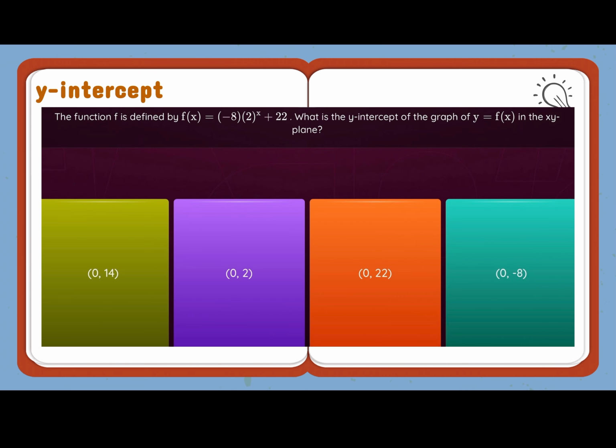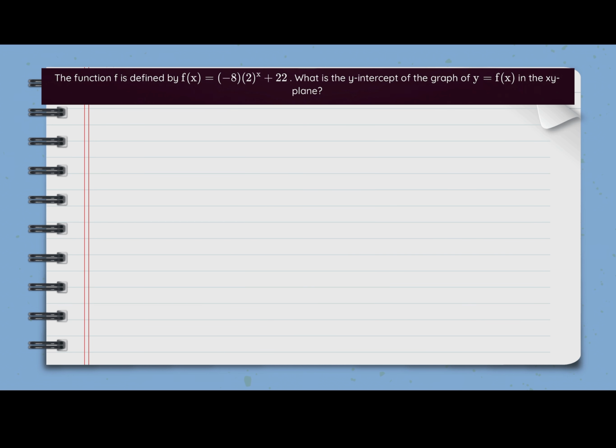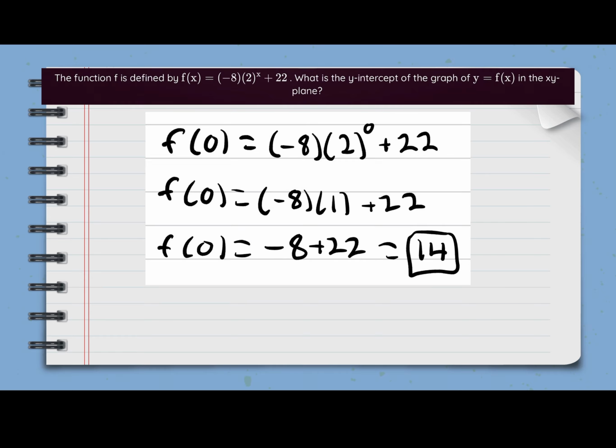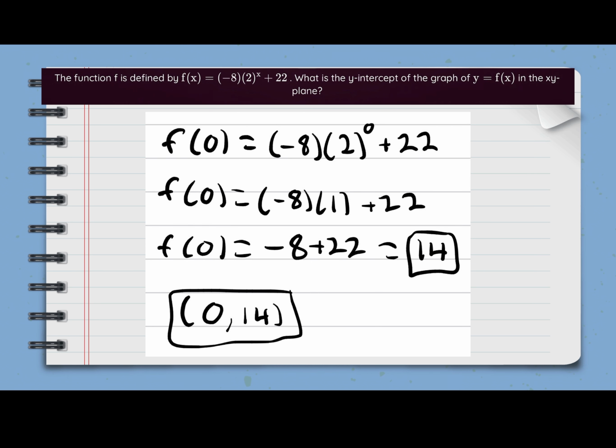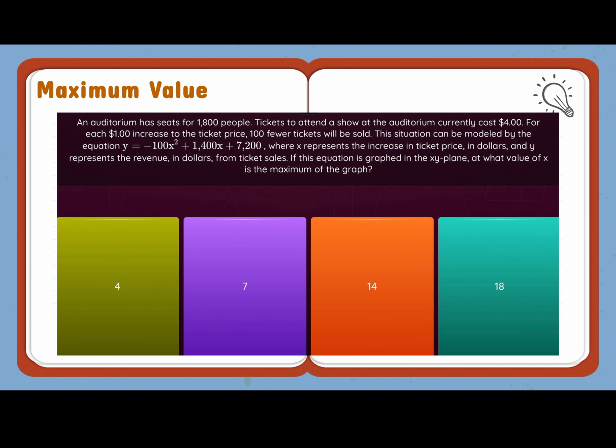So, another y-intercept question. We're given f of x equals negative 8 times 2 to the x plus 22. The y-intercept is y equals f of x. So again, we do have a y-intercept, so x will just equal 0. This one's more conceptual, just math. So that y-intercept will just equal (0, 14), because that's what happens when you do f of 0. That's the main thing they want you to know: just plug in x equals 0 whenever you're looking for a y-intercept.